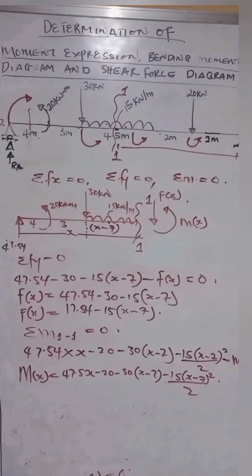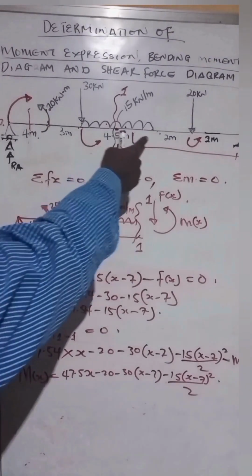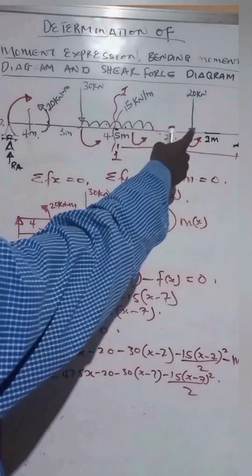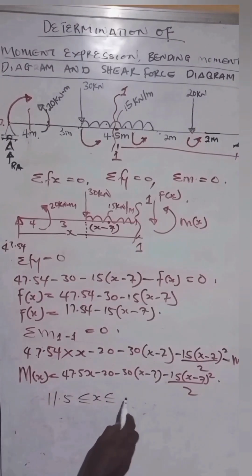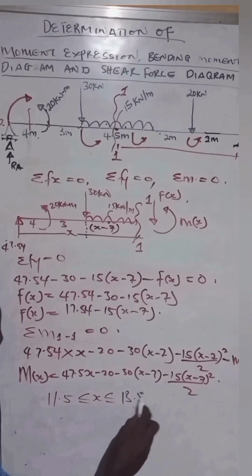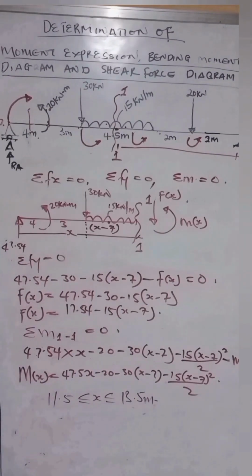So now, having done this, the next boundary condition we are going to take is between 11.5 and 11.5 plus 2, which gives us between 11.5 and 13.5 by adding 2 to it. So we can now say 11.5 is less than x, and x is less than 13.5 meters. Okay, so that is the next load boundary we are going to take.